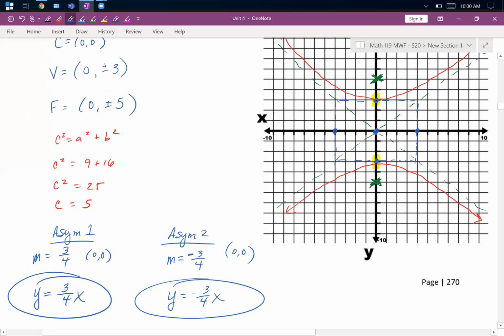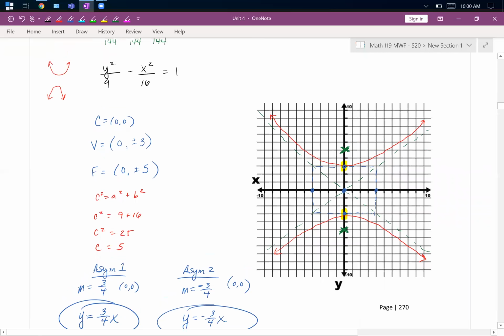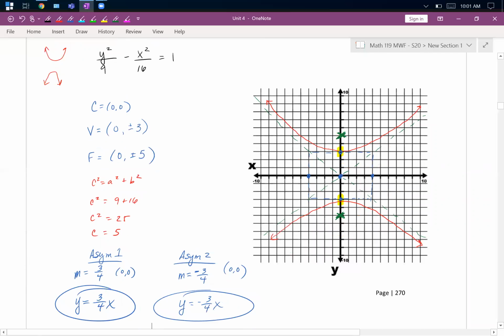Questions, anybody? When would we have b, or are we not going to have b at all in this kind of problem? Say that again. Like the formula for asymptote is y equals ax plus b. Would we ever have b in this kind of problem for asymptote? I guess I still don't understand your question. I mean, there's our b value right there, 16, is our b squared.